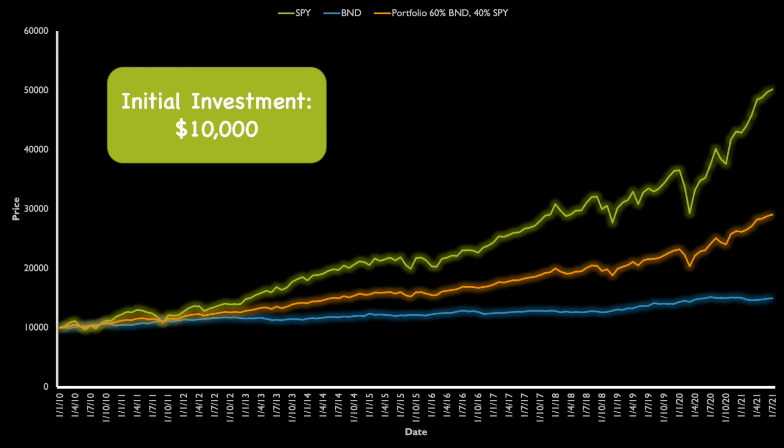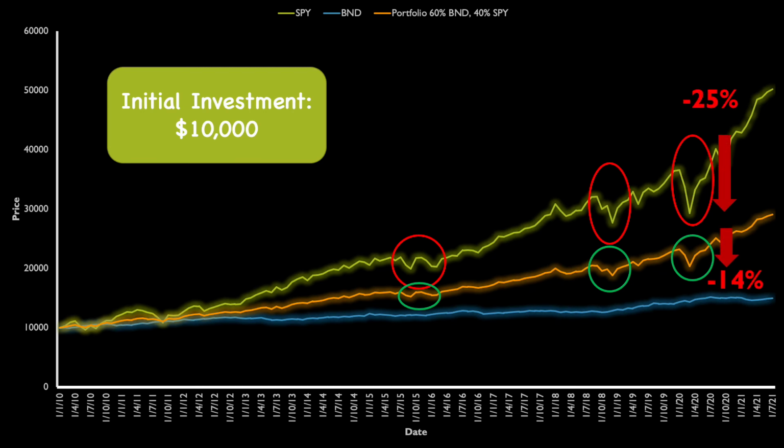The return of this portfolio is shown on the orange line here. Notice that the drawdown during crisis is significantly reduced from 25% to only 14%. However, the trade-off is a lower return than if you invested 100% into the S&P 500. You can play around with the allocation of capital between equity and fixed income funds. The return of your capital will then be somewhere between the green and the blue line.